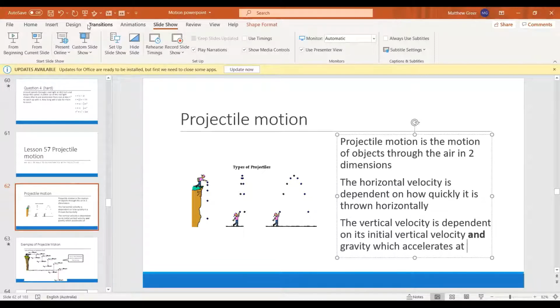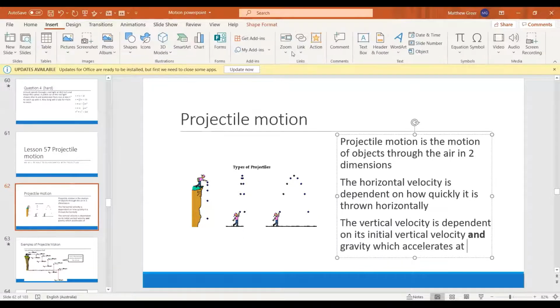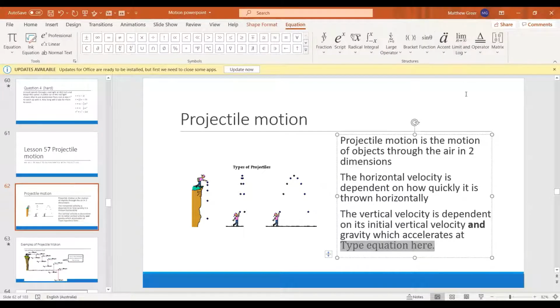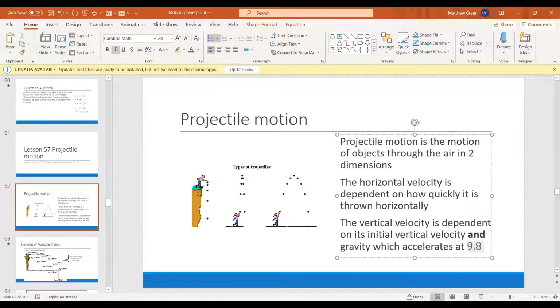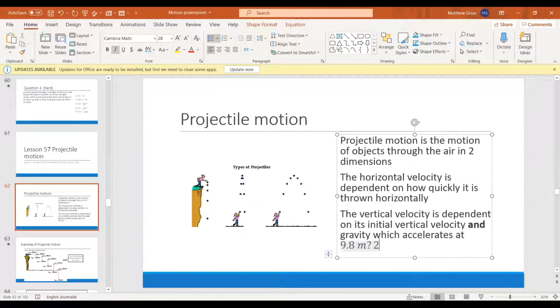So the idea is there are two types of velocity. They are horizontal and then there is vertical velocity. The difference between them is horizontal velocity is just how much you threw something to the right or to the left or whatever. It's actually completely independent of gravity. It doesn't matter how much gravity you've got.